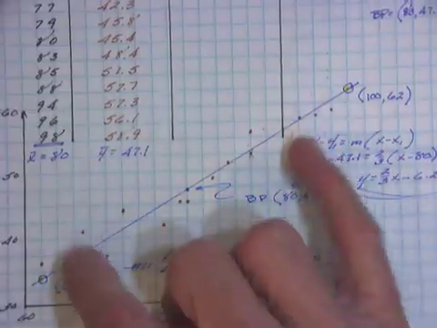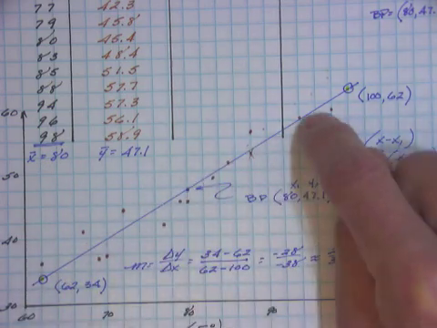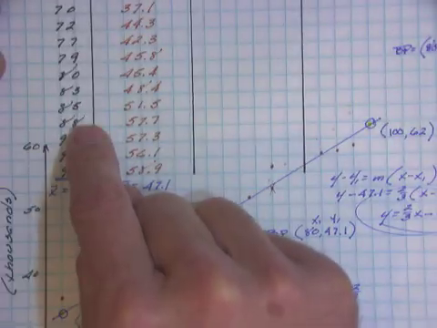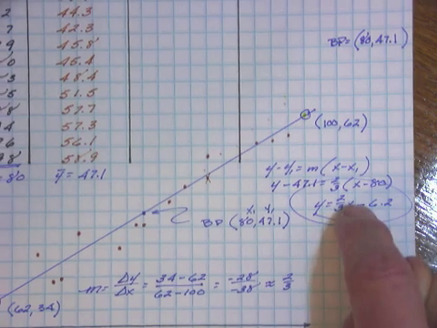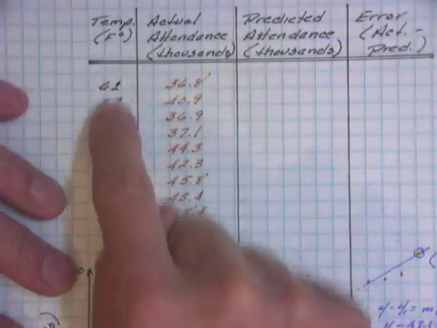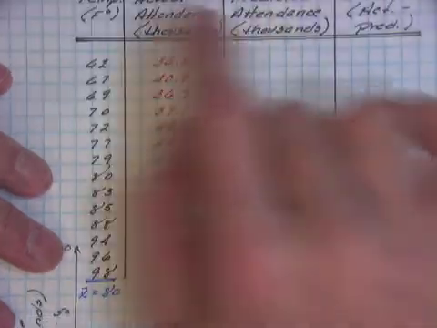Now, what we've done is we've come up with an equation to draw this best fit line. And the best fit line approximates what the data was telling us, okay? Now what we're going to do is use this equation and see what it would give us as an attendance for these temperatures. And we're going to call that the predicted attendance.